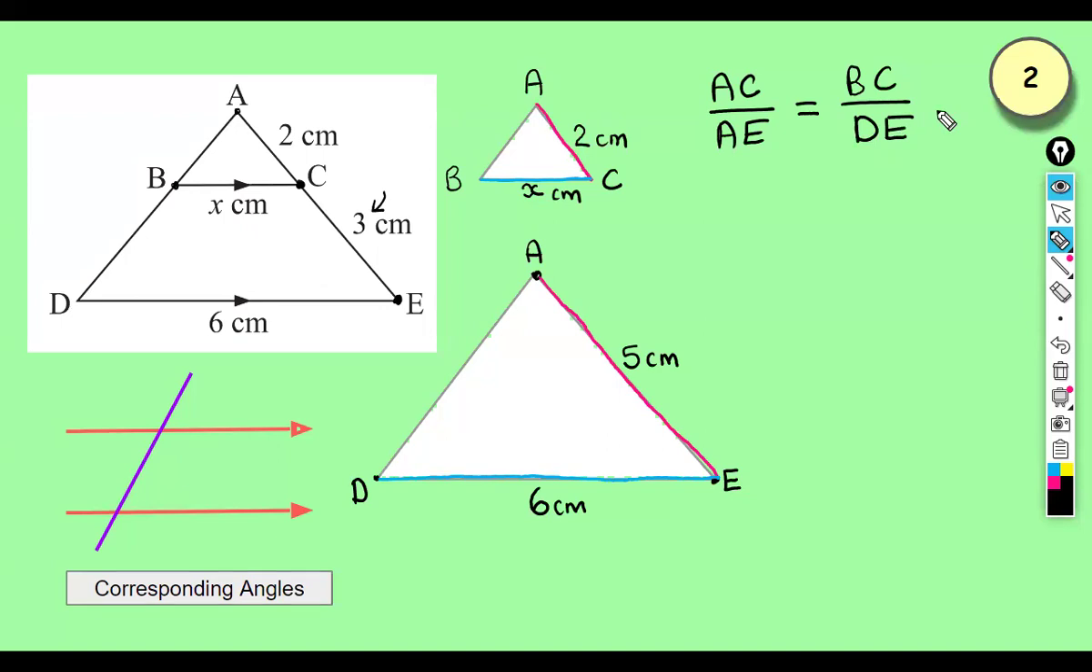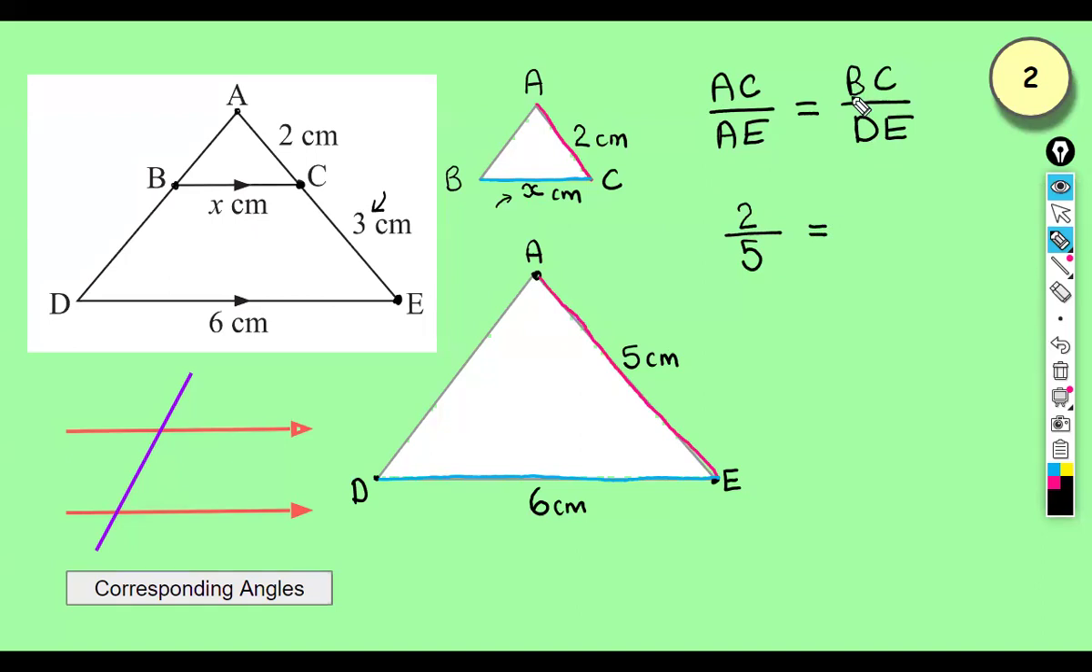And all we have to do now is substitute the values and cross multiply to solve for the letter that the examiner asked us to find. So let's go. AC is how much? The length of AC is 2. I'm not going to put the centimeters in the working. Divided by AE. How much is AE? AE is 5, is equal to how much?